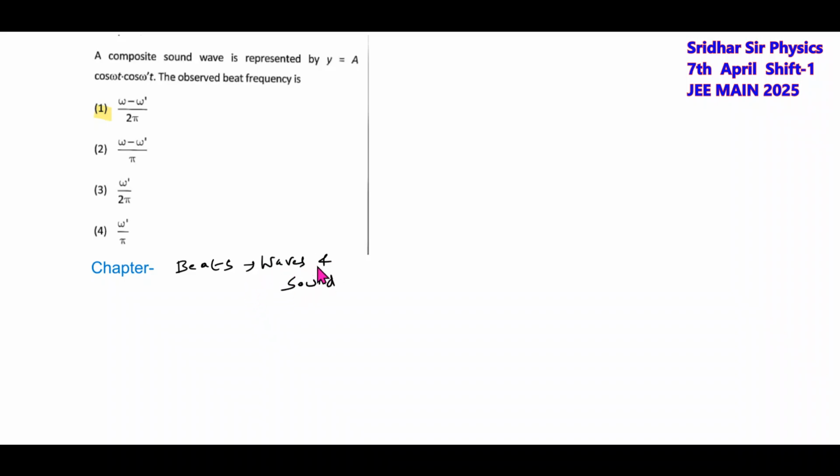This question is based on the waves and sound chapter. A composite sound wave is represented by y equal to a cos omega t cos omega dash t. Then find the observed beat frequencies. The expansion of this will be y equal to a by 2, cos of (omega plus omega dash) into t, plus cos of (omega minus omega dash) into t.